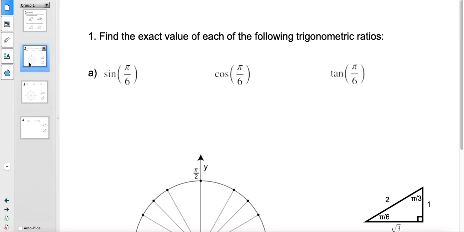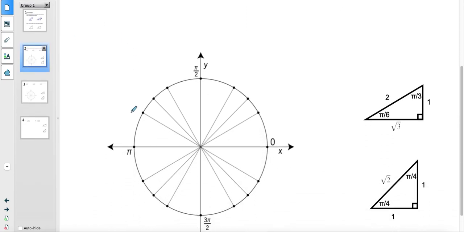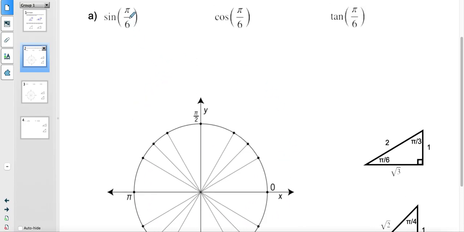Let's start with this example right here. Sine of pi over 6, cosine pi over 6, and tan pi over 6. To help us out, I'm going to consider a circle here. And I'm going to draw my angle pi over 6 along this circle.